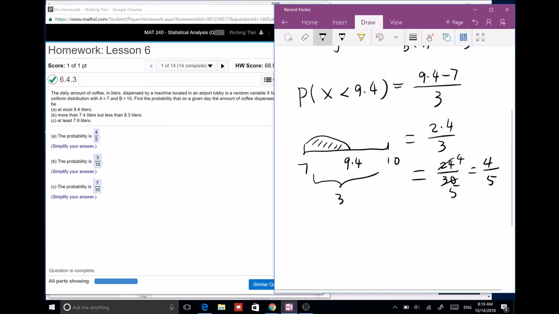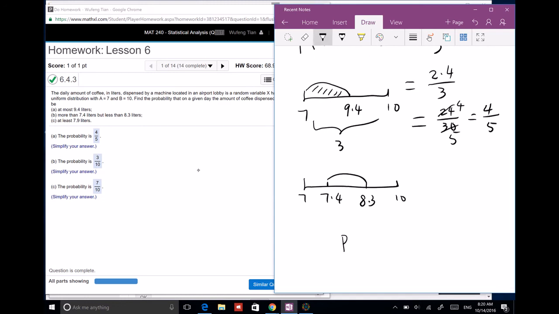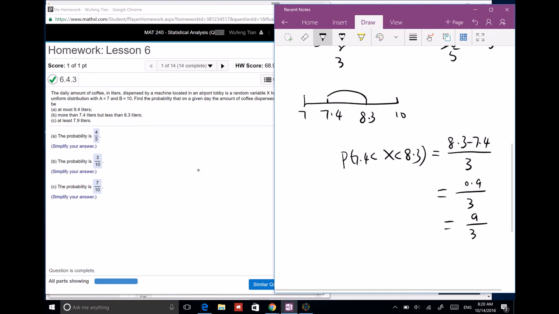Okay, let me explain it one more. So the second one, more than 7.4 but less than 8.3. Okay, 7, 10, between 7.4 and 8.3, and this distance. The probability of x less than 8.3, bigger than 7.4, equals 8.3 minus 7.4 over the whole distance, which is 3, okay? And this equals 0.9 over 3, which is 9 over 30, and reduced, it's going to be 3 out of 10. Okay, you figure out the last one by yourself.